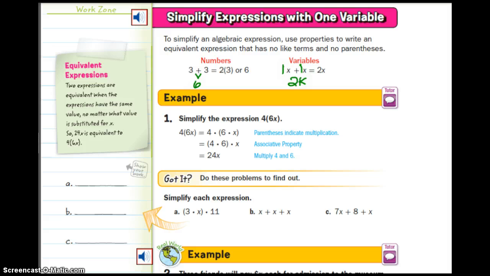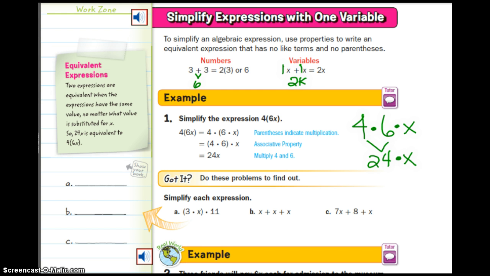So when we have an expression like 4 in parentheses 6x, let's break it apart. That's 4 times 6 times x. When we look at this, we first see what we can do numerically. Is there anything we can simplify numerically? I look at this and I say, well, I have a 4 times 6, which makes 24 times x.